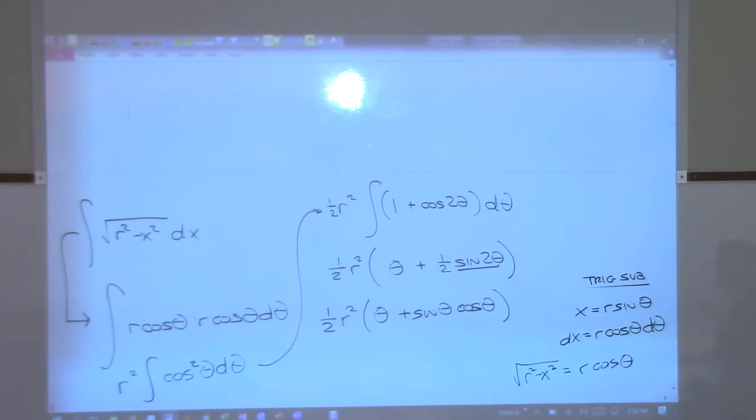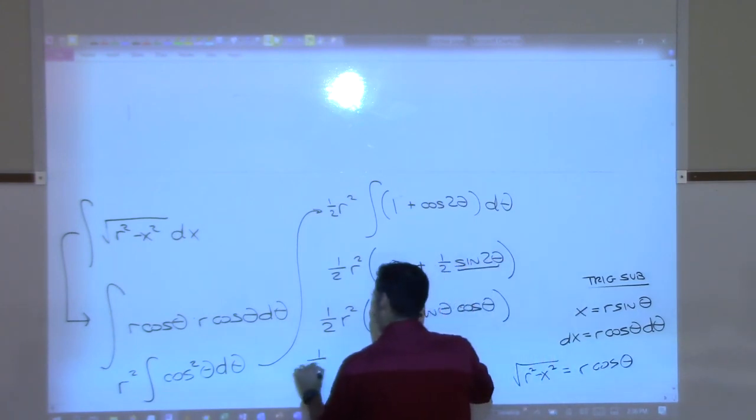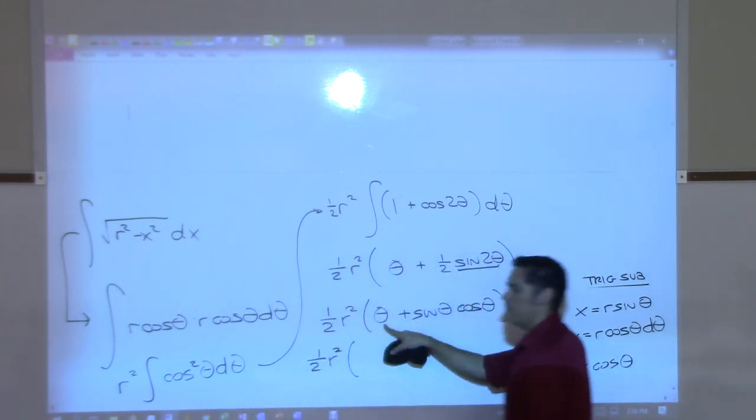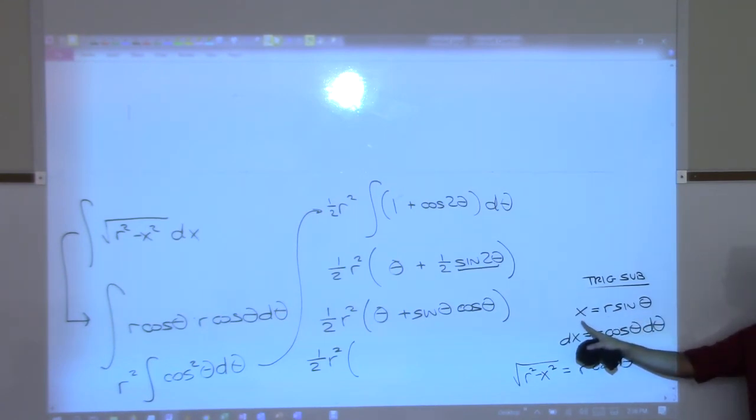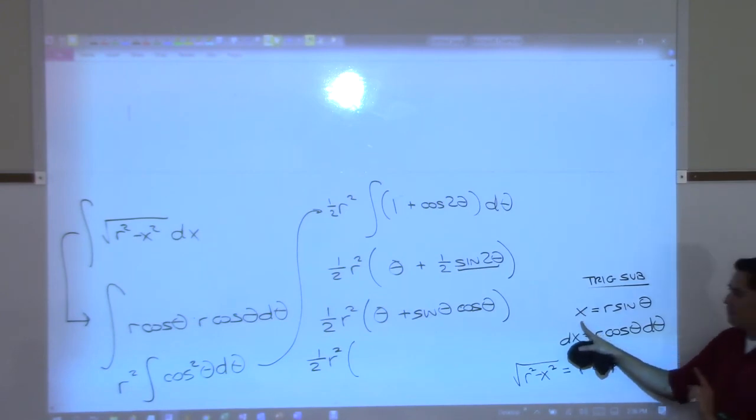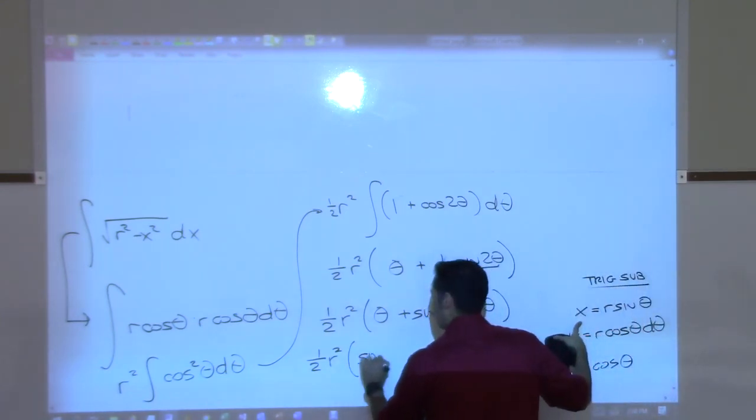Okay. We got to get everything back now. So what does theta become? Take this over here, solve it for sine theta, so divide by r. Arc sine of both sides. So theta is what? Arc sine of x over r.